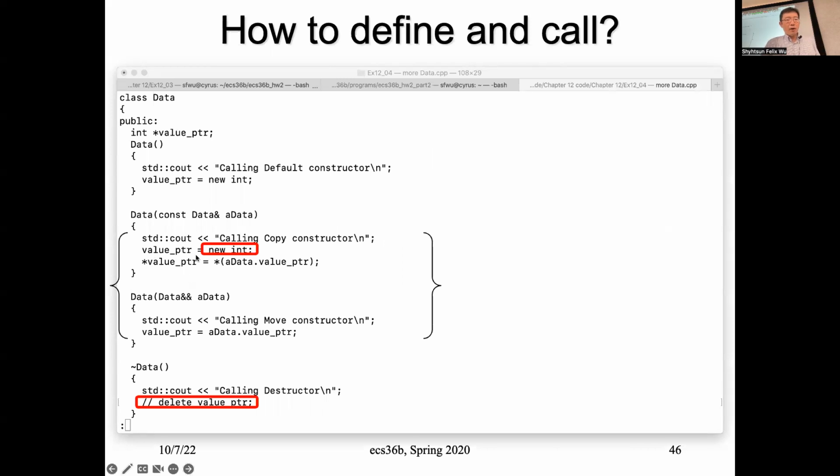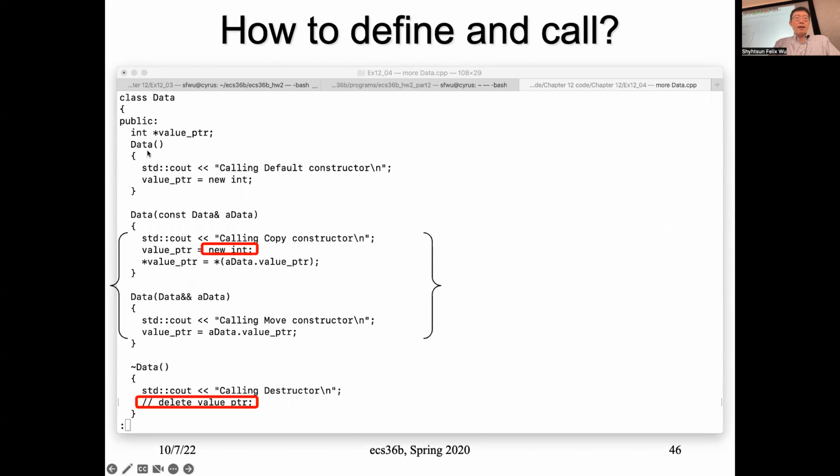If I have this called value pointer, a new int. So essentially I create an integer, which is typically 4 byte or 8 byte in my memory, and then this will return me value pointer to be the address of that. Okay, that is my first introduction to you about pointer.